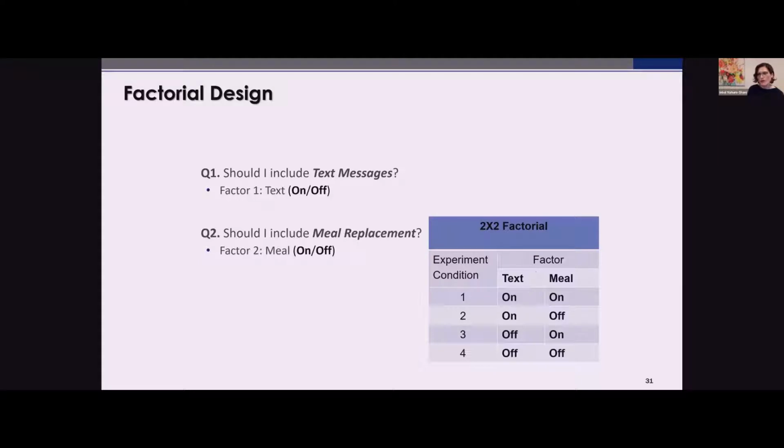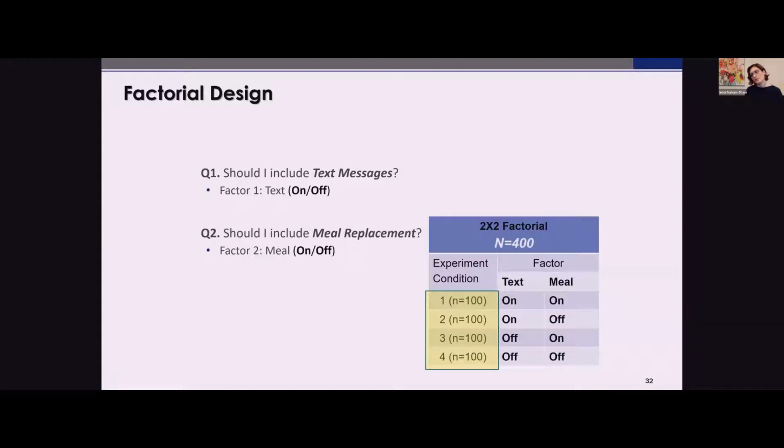Right? So you're probably familiar with this 2x2 design. Condition number 1, participants get both components. Condition number 2, only text messages. Condition number 3, only meal replacement. Condition number 4, nothing. Now I want you to assume that we can conduct a trial with 400 participants, right?